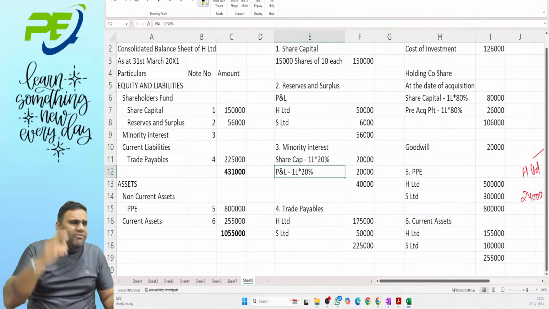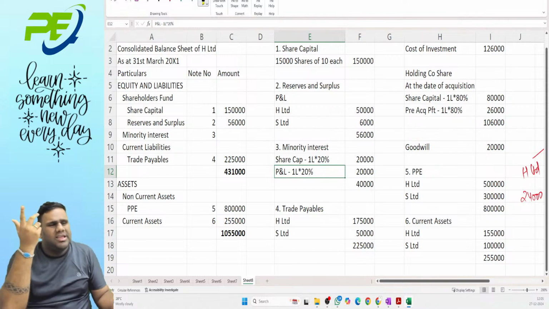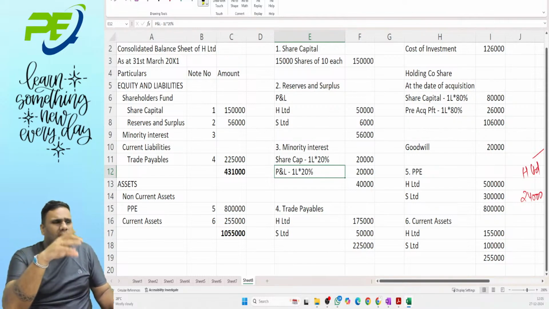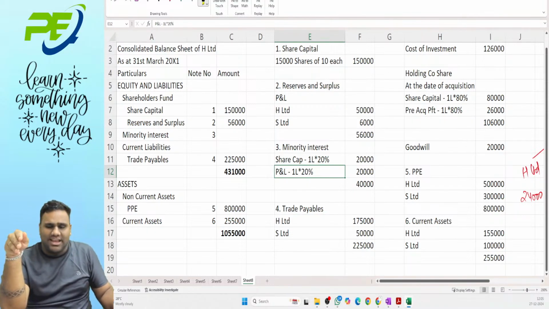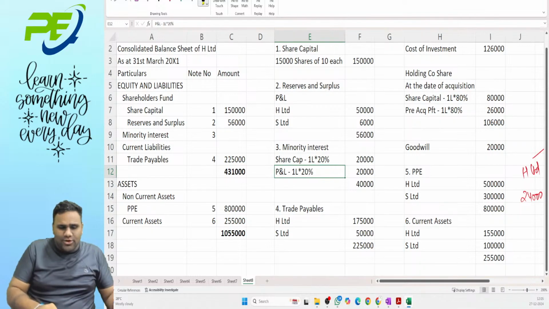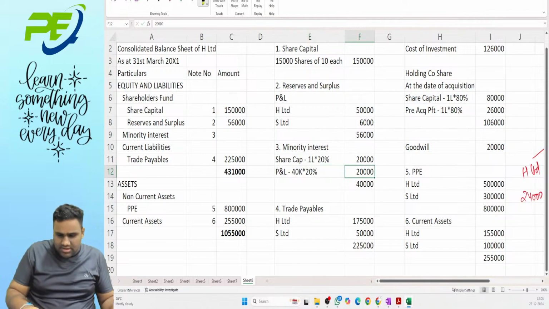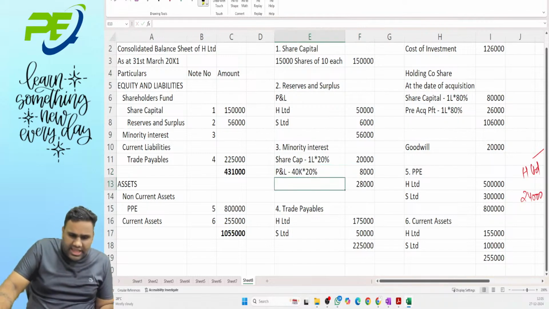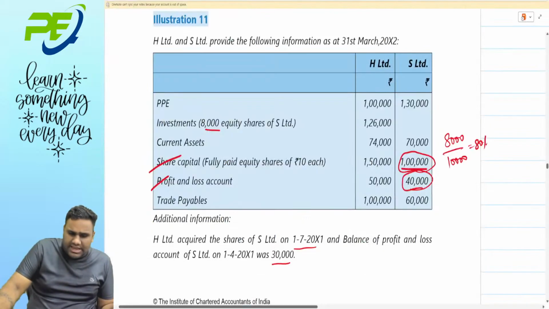Now PNL, we have two options, to show separately or not to show. It is up to you based on time. If you have time, show pre and post separately. If you don't have, for me more than time, space is the constraint. Screen is not enough. So PNL directly 1 lakh is the amount, 40,000 into 20%, so 28,000 minority interest.